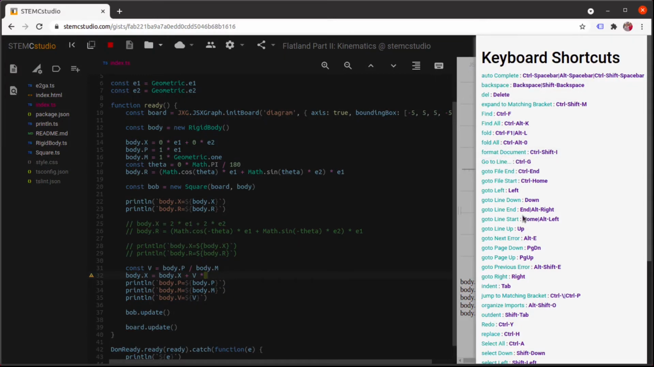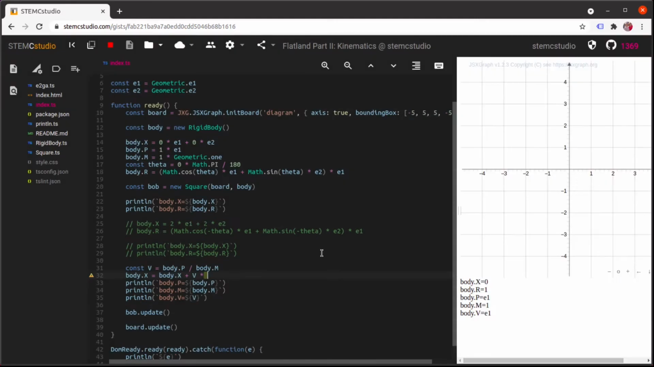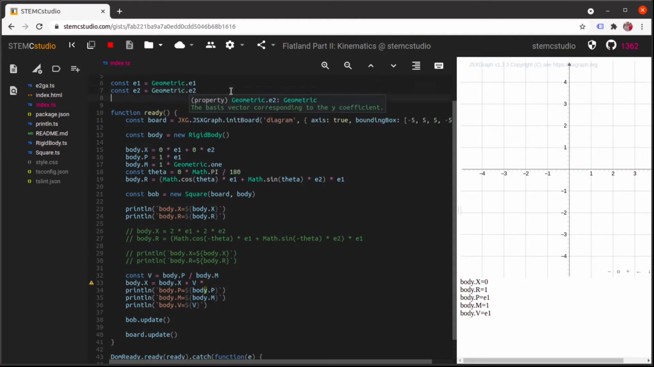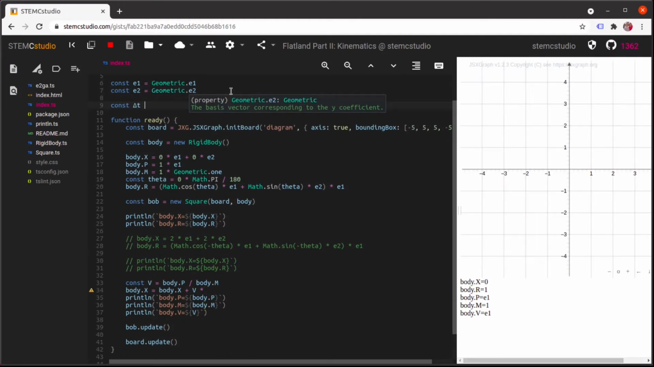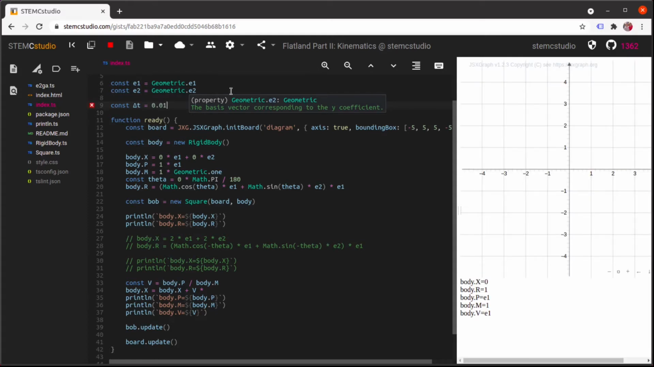shortcuts, there's a Greek keyboard in here somewhere, so it's like show Greek keyboard. There we go. Control Alt G. Okay, so if I hit Control Alt G, with the editor having the focus, I get this Greek keyboard, and I'm going to use the delta symbol. And so what I'm going to do is type in here const delta t equals 0. I don't know, 0.1.